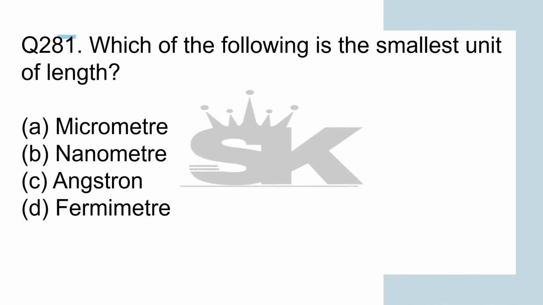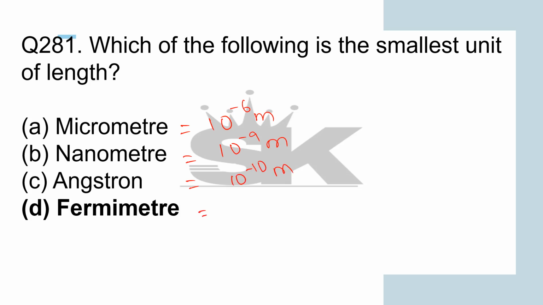Which of the following is the smallest unit of length? That is Fermi meter. Okay, here micrometer means 10 to the power of minus 6 meters. Here nanometer means 10 to the power of minus 9 meter. Angstrom means 10 to the power of minus 10. But here, it is 10 to the power of minus 15. Okay.